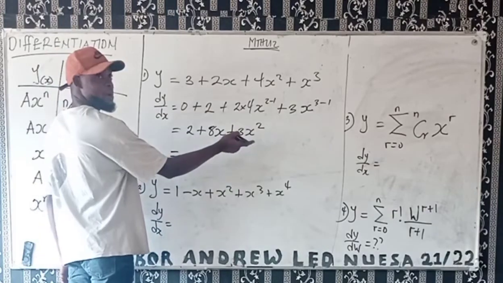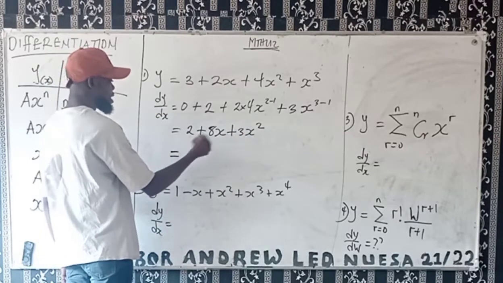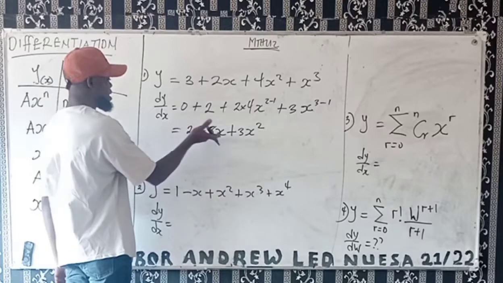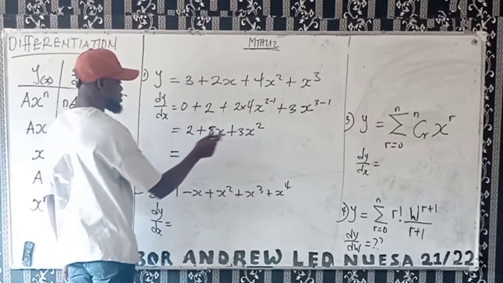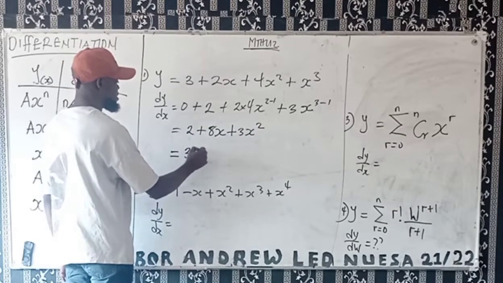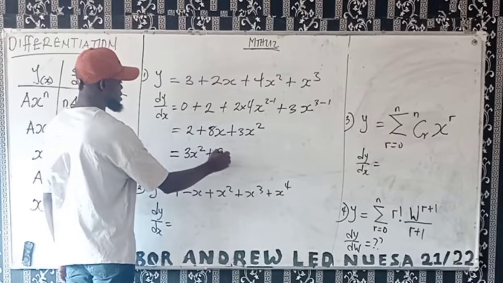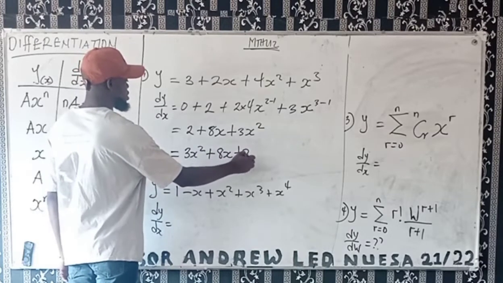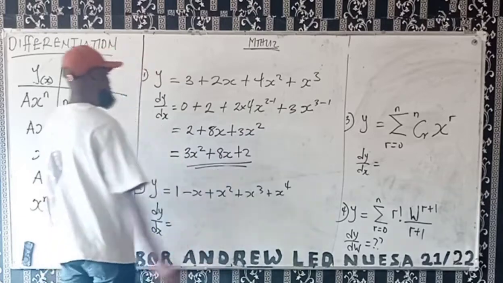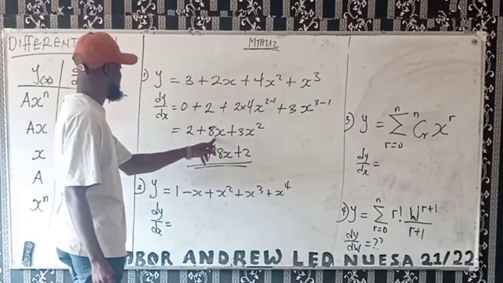You can bring it to ascending power of x, which is the same as what we have now. Let's take it to descending power. We have 3x squared plus 8x plus 2. That's why I do it this way. This and this are the same, so the answer is 3x squared plus 8x plus 2.